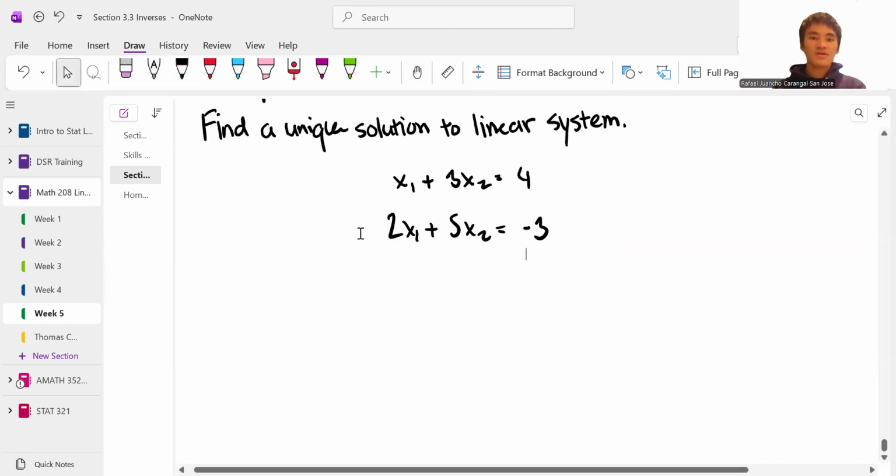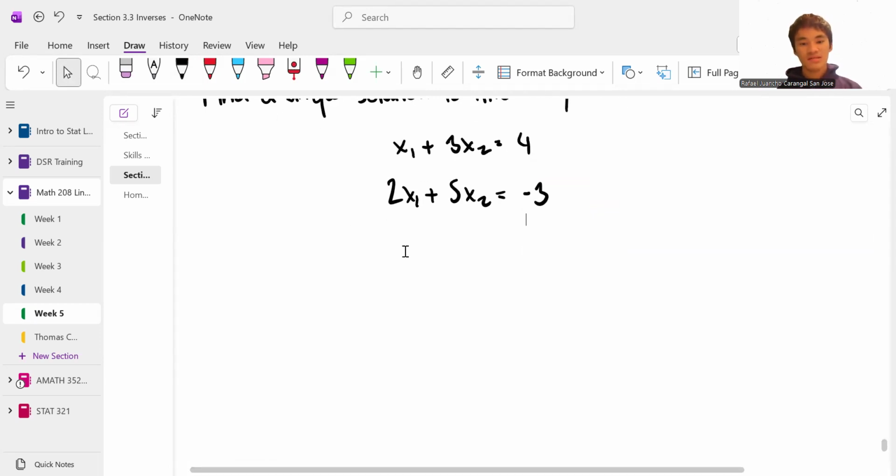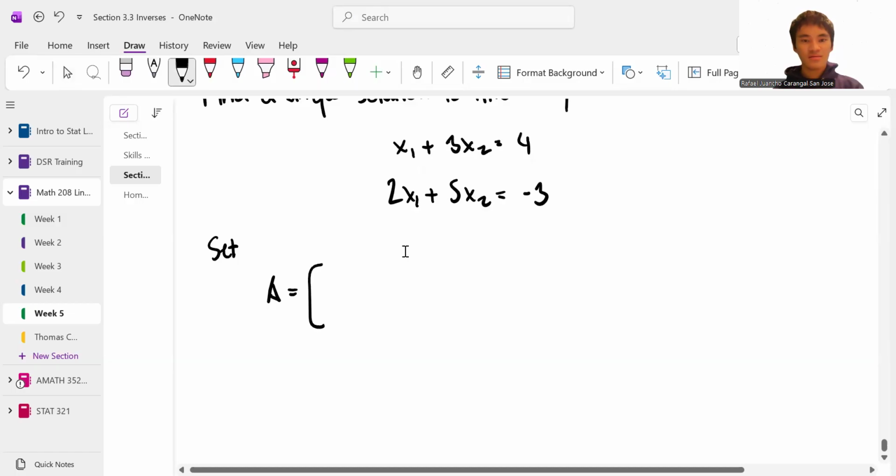And from here, is there a unique solution? There can be, right? This is a 2 by 2. So immediately we have to see that this is a 2 by 2. We have two variables and two equations. If you convert this to an augmented matrix, it's going to be 2 by 2. So we need to set A to be the matrix with the coefficients, and we need to set this x vector to be x sub 1, x sub 2.